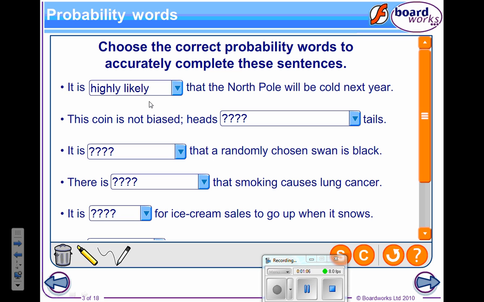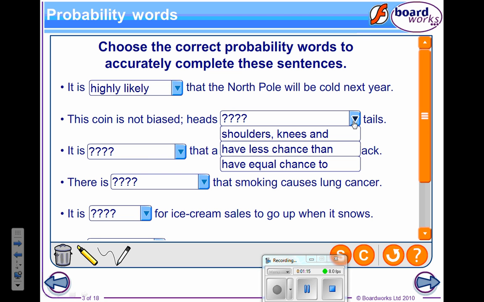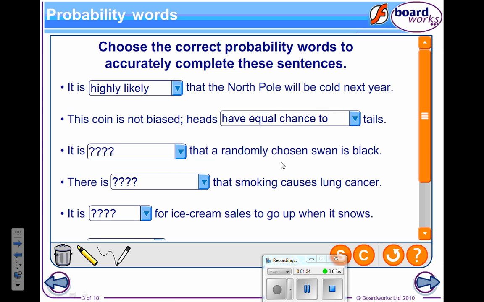Second example says this coin is not biased. That means it is fair. Heads, shoulders, knees and tails. Those are no words on probability, so that's not the answer. Heads have less chance than tails, or heads have equal chance to tails. Because the coin is not biased, that means it is fair, then heads have equal chance to tails.